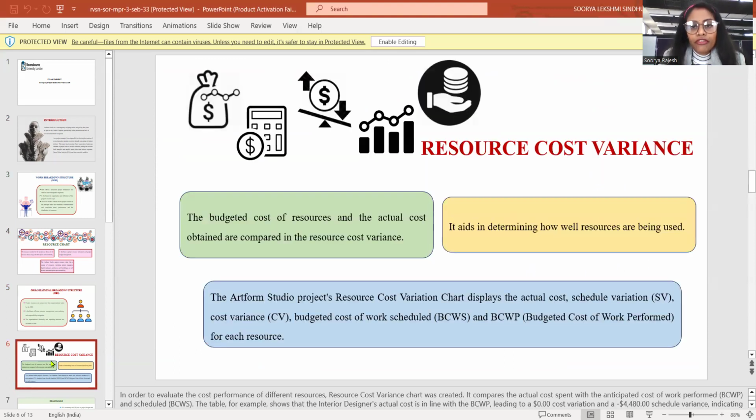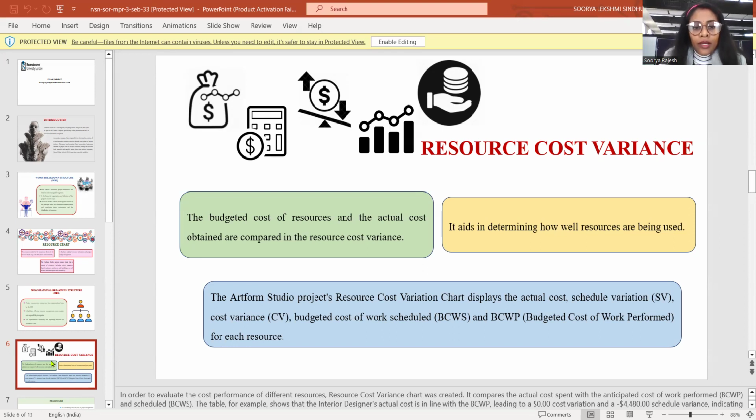This other factor is resource cost variance. Cost variance is another important factor for introducing a new business in the UK. This is very helpful for us. This is another stage. The budgeted cost of resources and the actual cost are compared in the resource cost variance. Another point is that it aids in determining how well resources are being used in our architecture business, this kind of business.